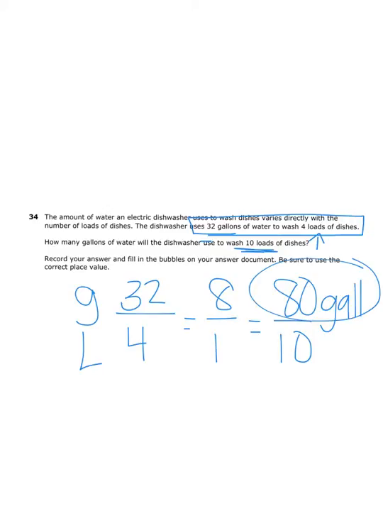And again, when you bubble that, you can bubble the plus sign, and then you'd put the 8 and the 0, and then that decimal point.